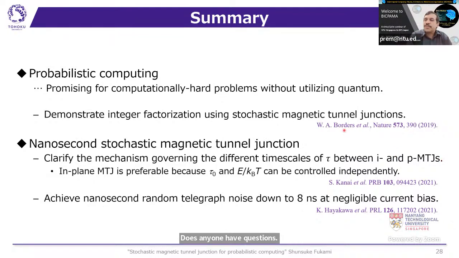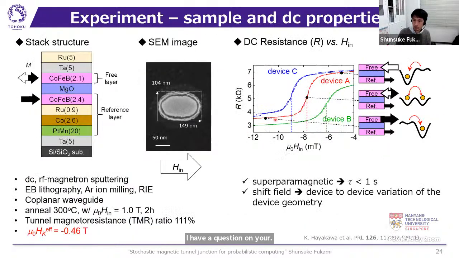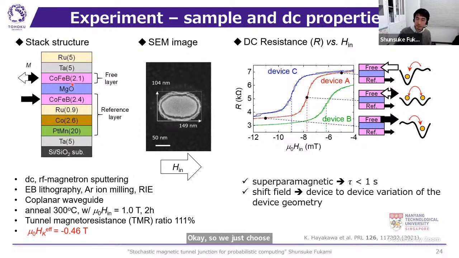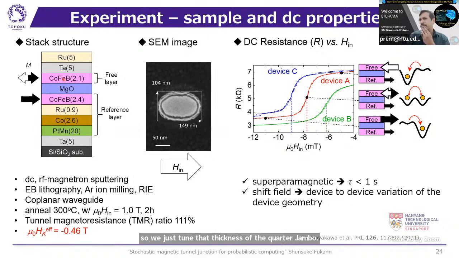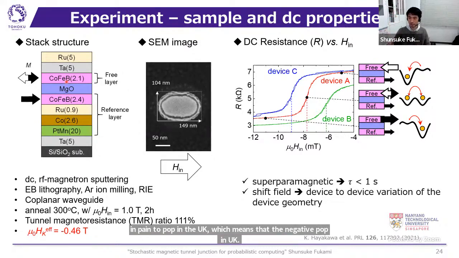Professor Fukami, it was a very interesting talk. I have a question on the HK in your devices, the last devices. You are increasing the HK by increasing the MS of the layer. So how do we increase the effective HK? Okay. So we just tune the thickness of the cobalt iron boron. By increasing the thickness of the cobalt iron boron, the in-plane anisotropy becomes dominant, and it becomes difficult to turn the magnetization from in-plane to perpendicular, which means that the negative perpendicular anisotropy becomes larger. Okay, thank you.